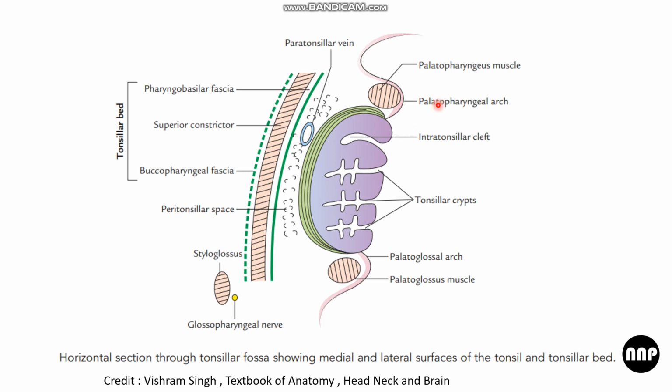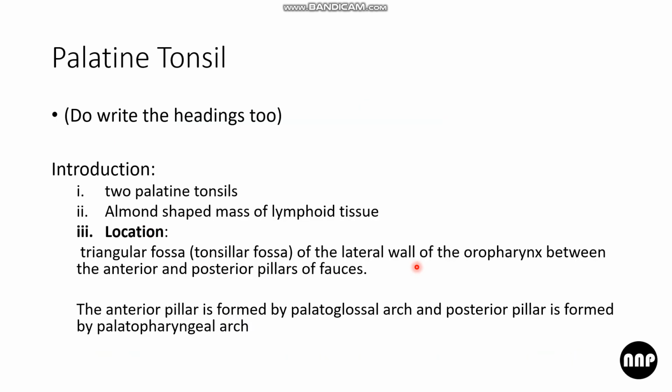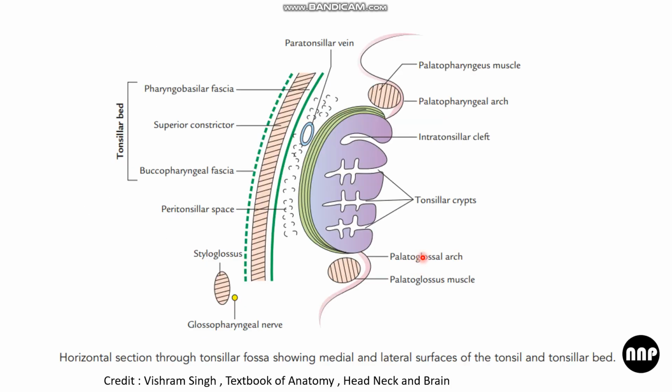This is the palatopharyngeal arch, the posterior pillar. This is the palatoglossal arch, the anterior pillar. Also see the almond-shaped palatine tonsil with crypts. There are many crypts. The largest one is called the intratonsillar crypt. It is on the upper side.